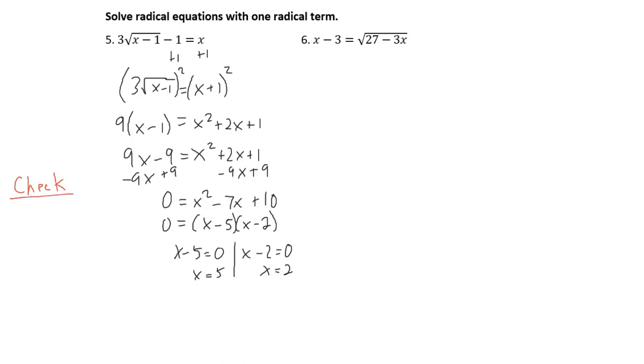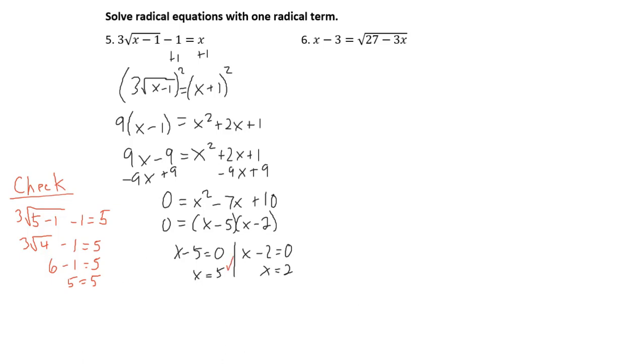If we plug in 5, we get 3 square root of 5 minus 1 equals 5. So that's 3 times the square root of 4, minus 1 equals 5. Square root of 4 is 2, times 3 gives us 6, minus 1 equals 5, which does in fact, 5 equals 5. So this is a solution.